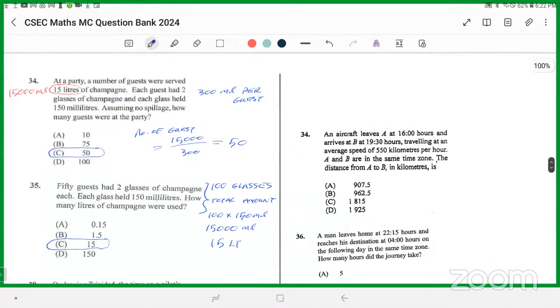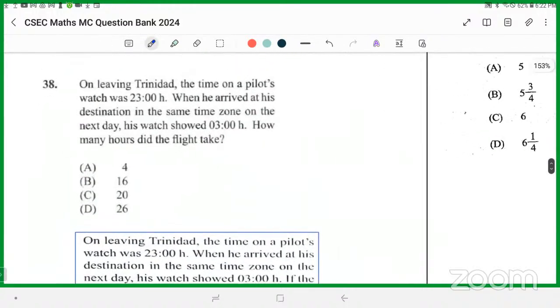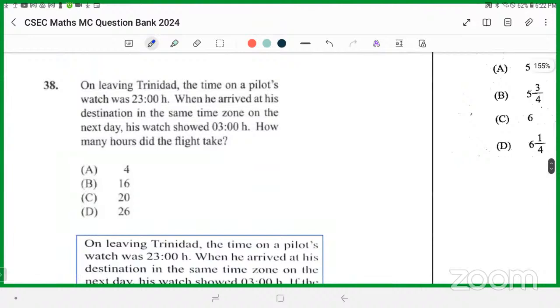Same question, reverse information. All right, this one says, on leaving Trinidad, the time on a pilot's watch is 23 hours. 23 hours means that there's 1 hour left to complete the day. When he arrives at his destination in the same time zone on the next day, his watch shows 0300. It means that he has gone 3 hours into the next day. How many hours did he fly? He flew for 4 hours: 1 hour to complete the first day plus 3 hours the next day.